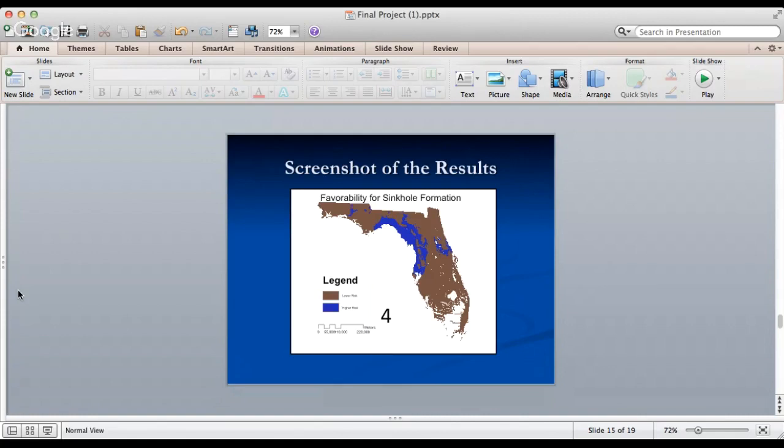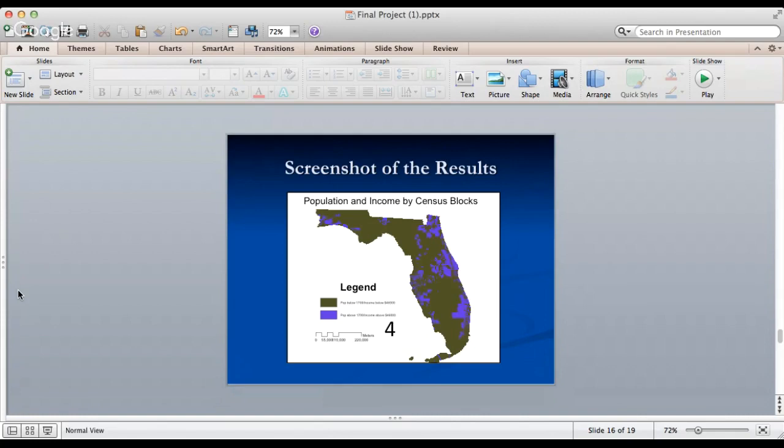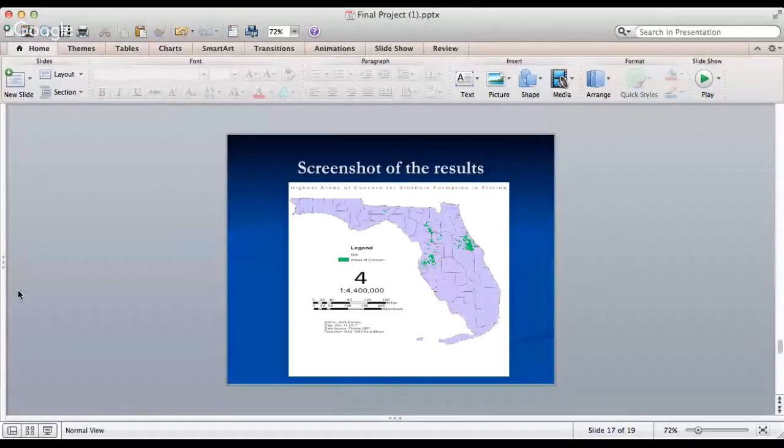Areas in blue are defined as higher risk. This next raster was combined from the population and income rasters, and the areas in purple highlight areas where the population is over the mean and the income values are over the mean as well. And that is our final map, combining both of the previous 2 rasters, showing areas most indicative of sinkhole formation and areas within that which would have the most damage. So areas of green are going to be defined as areas of concern.